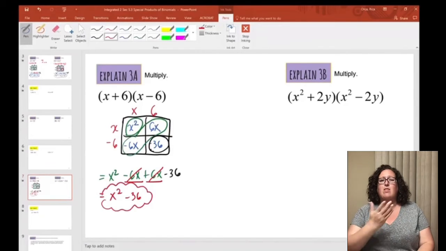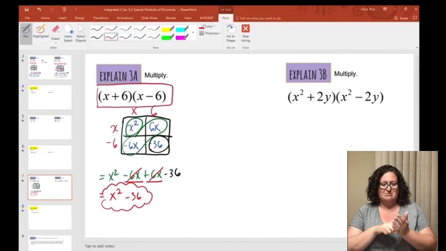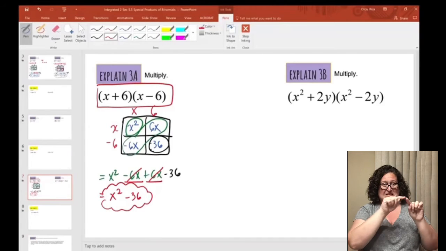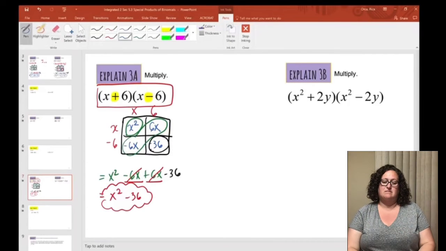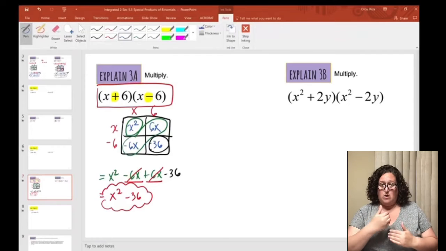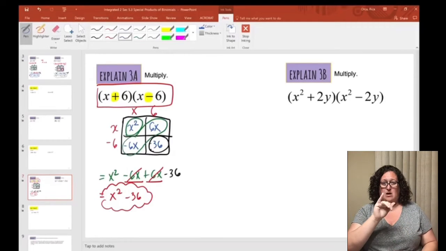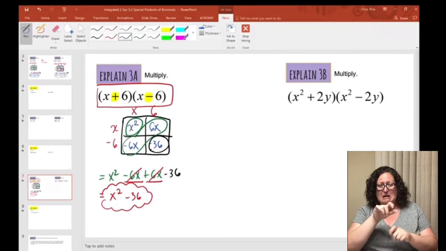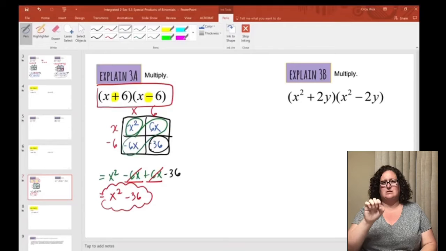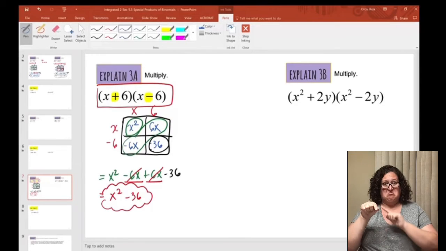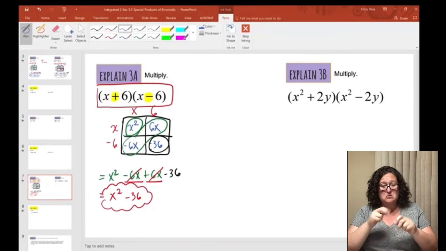One thing I want to bring up is that notice how these two binomials look exactly the same. The only difference between them is that one's positive and the other one's negative. Whenever you have two binomials that look exactly the same except for the signs in between them, we call that a difference of squares. And difference of squares are special because instead of having to use the box method, you can use the shortcut.